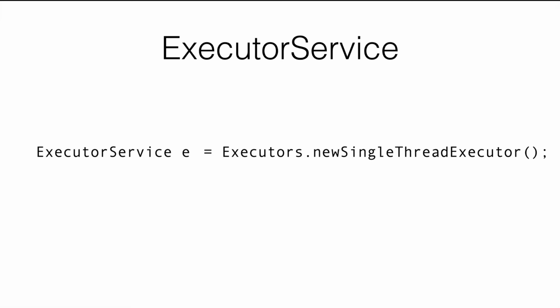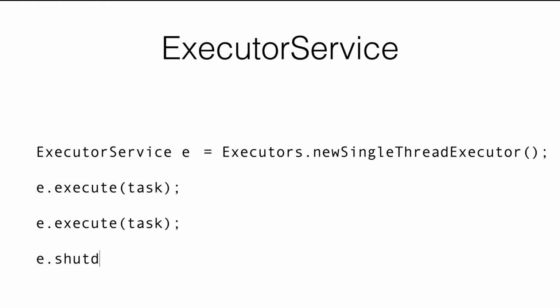Once we get hold of an executor, we can ask it to execute as many tasks as we want. For that, we will use the execute method on the executor service. Finally, when we are done with the tasks, we will need to shut down the thread executor like so. If we do not shut down the executor, then the program will keep on going.